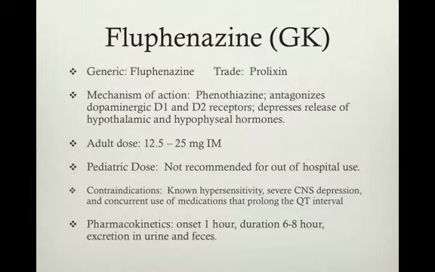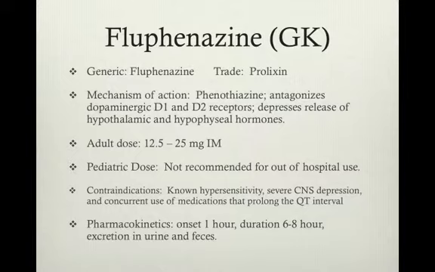Fluphenazine, trade name on this is Prolixin. Mechanism of action: phenothiazine antagonizes dopamine 1 and dopamine 2. Are we seeing a pattern here? This is a dopamine antagonist as well. Depresses release of hypothalamic and hypophyseal hormones. Adult dose on this is 12.5 to 25 milligrams IM. Pediatric dose not recommended for pre-hospital use.